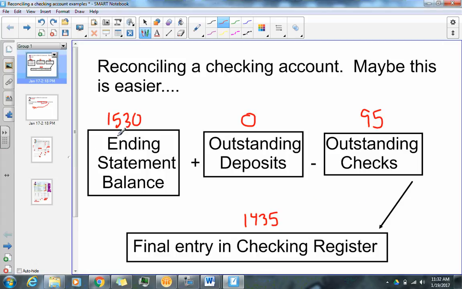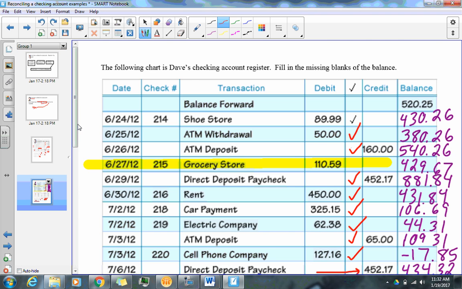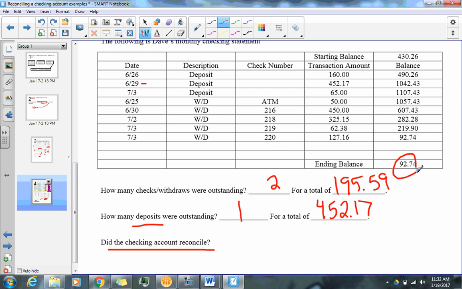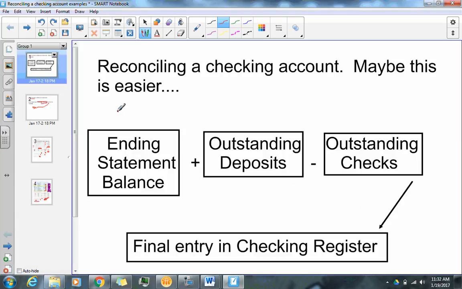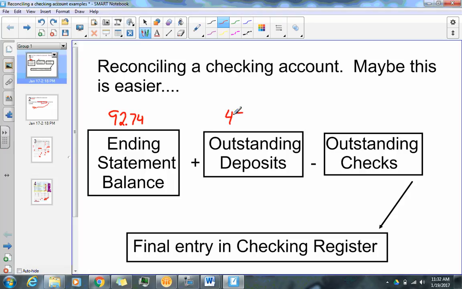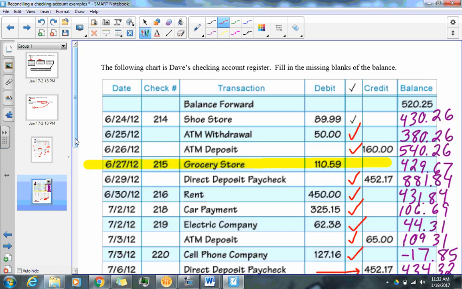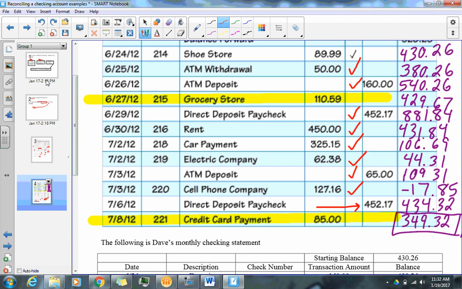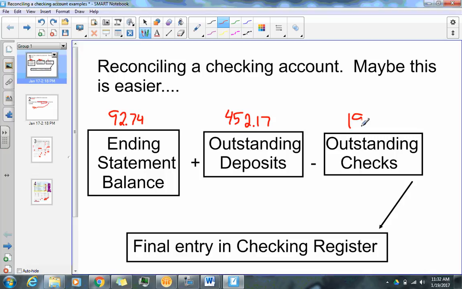Okay? Now, did our checking account reconcile? Well, remember, using this formula, let me clear the ink here. Using this kind of relationship, let's figure it out. So the $92.74 will be here, $92.74. Now we had an outstanding deposit. I believe that was $452.17. And lastly, we had some outstanding checks. What was it? It was $195.59. Now, does all this match the final entry in the checking register?